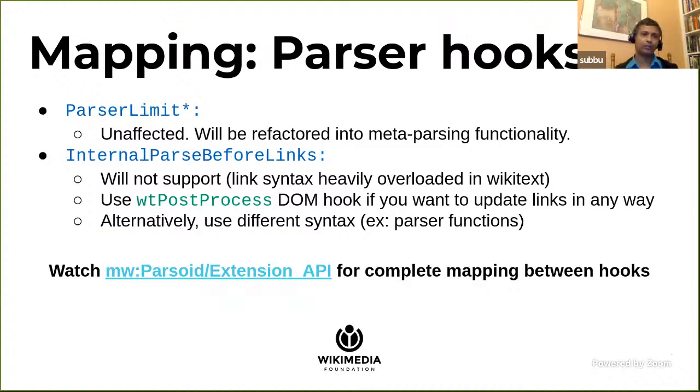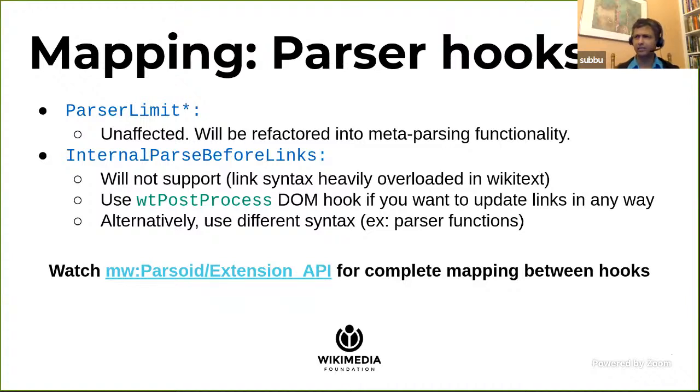And here is one example of a hook that we do not plan to support: internal parse before links. As you might know, link syntax is heavily overloaded in wikitext. You have all kinds of link trails, link prefixes, which differ between wikis. You have PST processing of links. So you have a lot of other ways link syntax is overloaded, which I'm just blanking on right now.